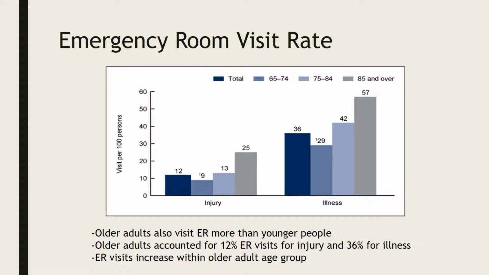According to the Centers for Disease Control and Prevention, in 2017, the emergency room visit rate for adults aged 65 and older was 12% for injury, which you can see on the left side of this graph in the dark blue bar, and 36% for illness, which you can see on the right side in the dark blue bar. Within that range of older adults, people in the age group 85 and over had the highest visit rates for both illness and injury, which you can see in the gray bars.